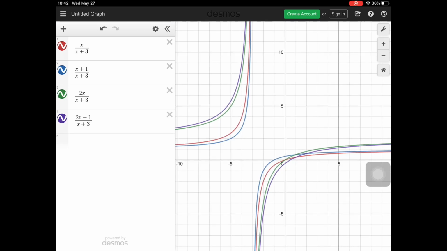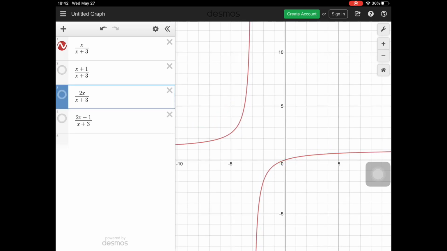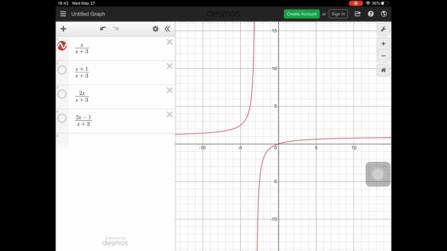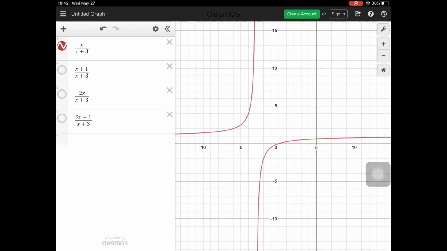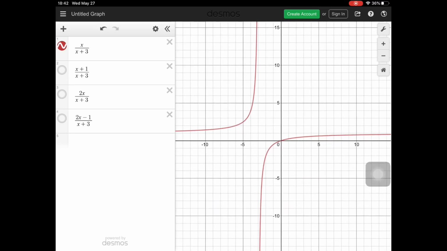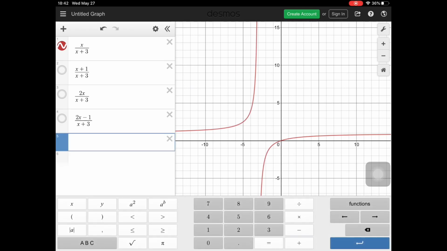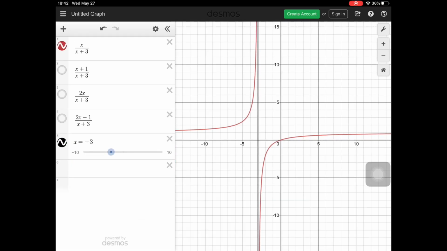First of all, I'm going to erase all of the functions except one. You see that the shape is still remaining as a parabola, as a hyperbola, sorry. It's still a hyperbola, and as you can see, we have both vertical and horizontal asymptotes. If we analyze this, where do you think that the vertical asymptote should be at? If we set the denominator to 0, we would see that the vertical asymptote is at x equals -3. If I draw x equals -3, you're going to see the vertical asymptote right there, okay?